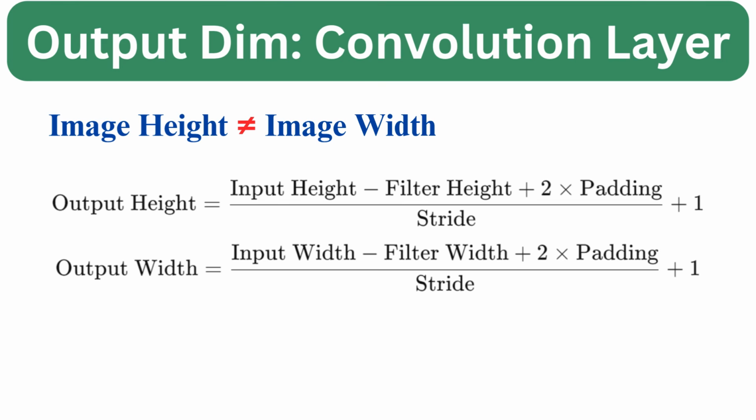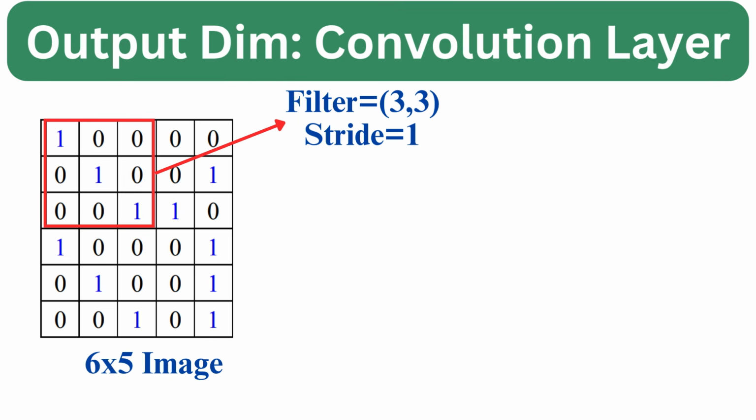And similarly, we will calculate the output width by using the formula input width minus the filter width plus 2 times padding, divided by stride, plus 1.